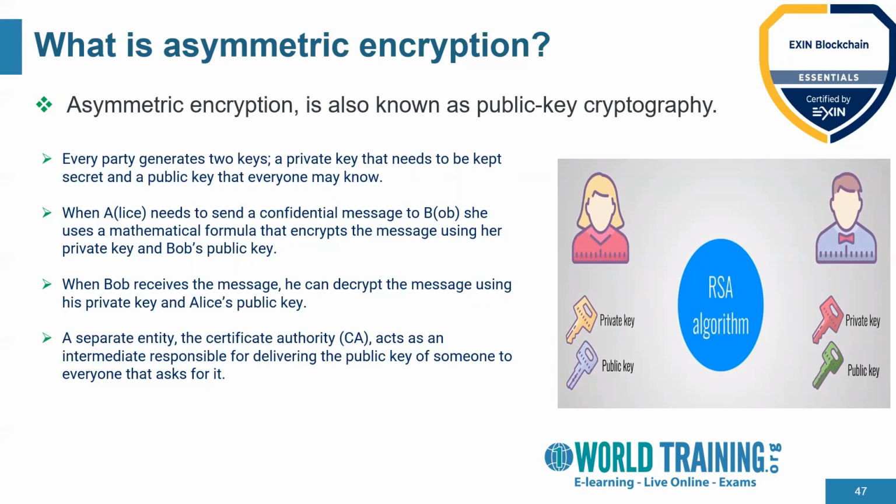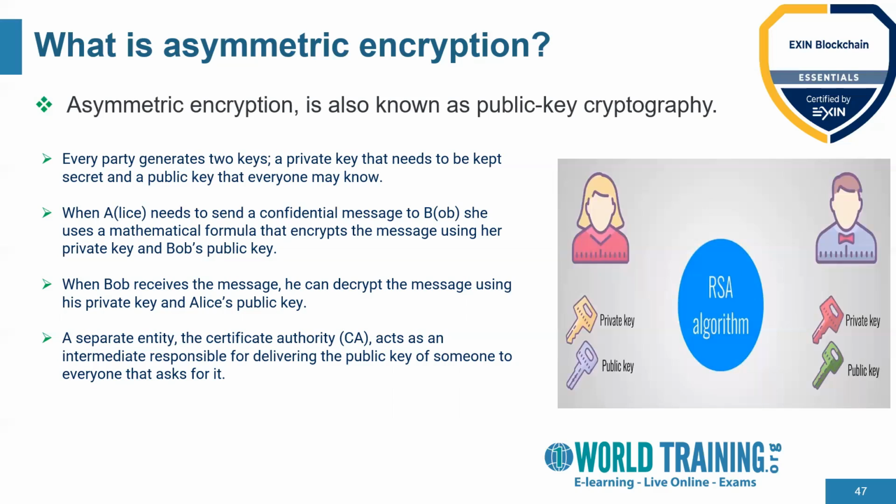Let's take it with the help of an example. There are two individuals, Alice and Bob. When Alice needs to send a confidential message to Bob, she uses a mathematical formula that encrypts the message using her private key and Bob's public key. When Bob receives this message, he can decrypt it using his private key and Alice's public key. By this mechanism, the data can flow in a secured manner over the network.